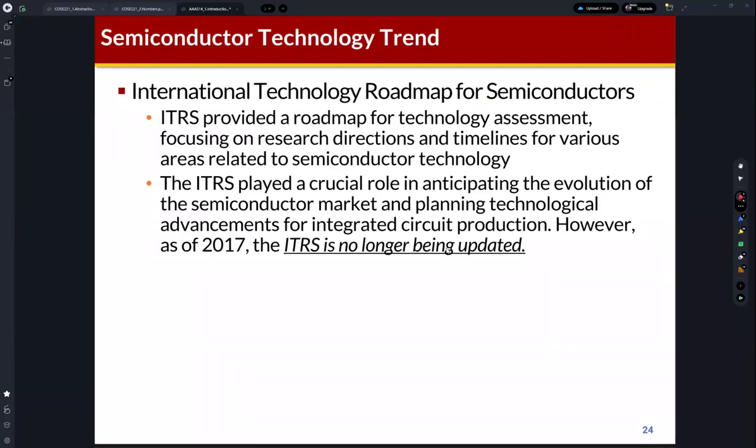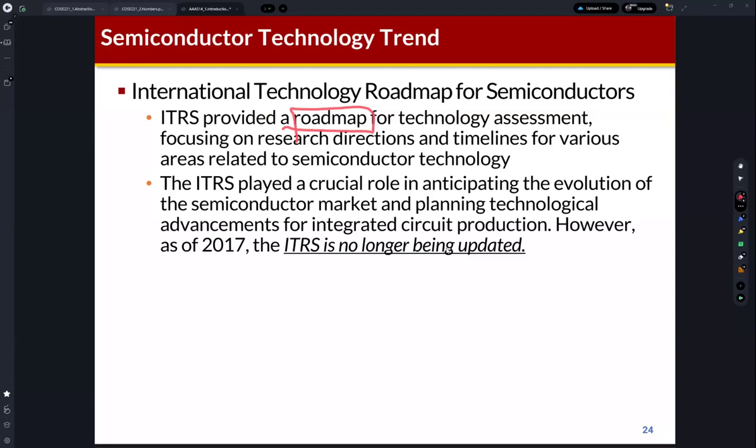I will introduce some trend reports of the semiconductor technology. It is called the ITRS, the International Technology Roadmap for Semiconductors. ITRS provides a roadmap and technology projection for the semiconductor technology. It was published by semiconductor vendors in the US, Taiwan, and South Korea. South Korea is also a very strong nation in the semiconductor industry.